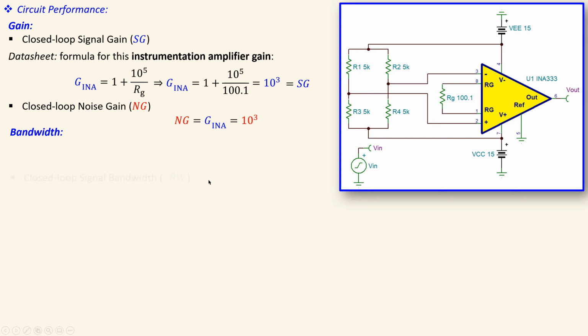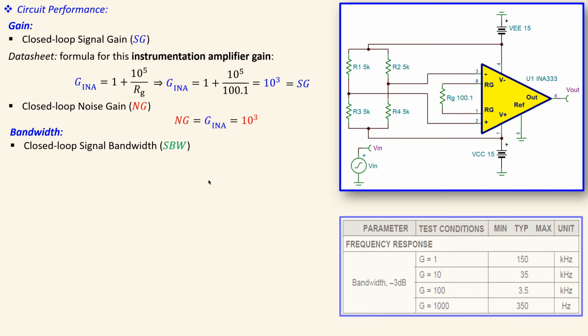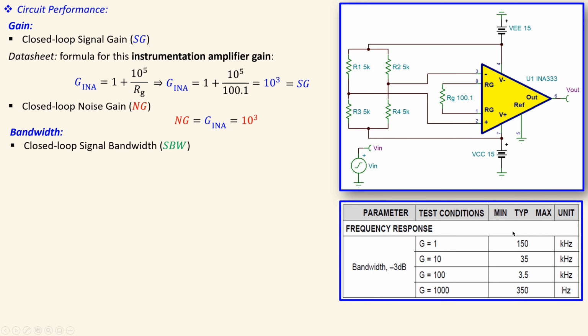For the bandwidth, we have the closed loop signal bandwidth and also the closed loop noise bandwidth. We look again at the table we have already discussed. You can see that for a gain of 1000, 10 to the power 3, the bandwidth from our datasheet, which is typical since the minimum and maximum are not given, is 350 hertz. That is directly our signal bandwidth.